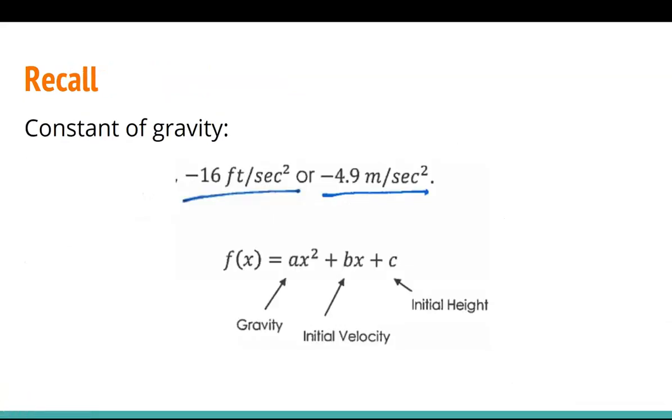However, I do want to talk about this recall, and this is all to section 4, topic 1, where we talked about the real world applications of quadratics. So quick refresh, ax squared is representing gravity, bx represents velocity, and c is representing initial height. And now what gravity is depends on if your word problem is in feet or in meters. So you'll want to look out for that when you're reading the word problem.